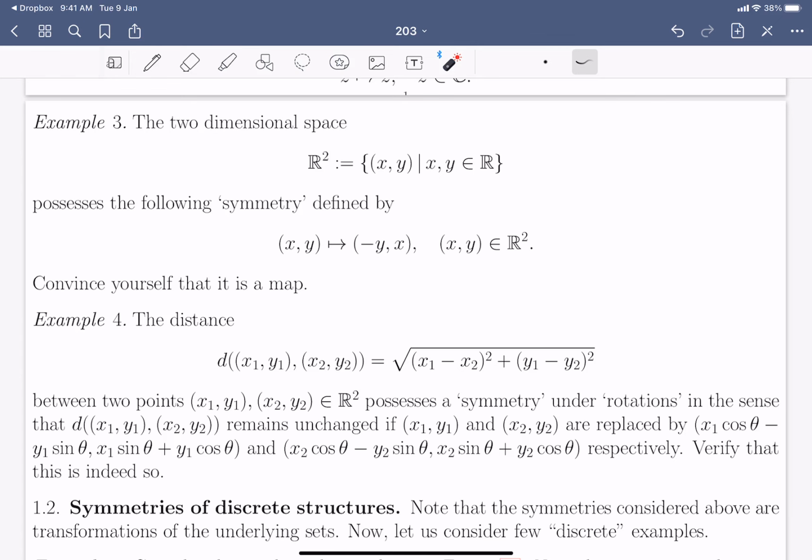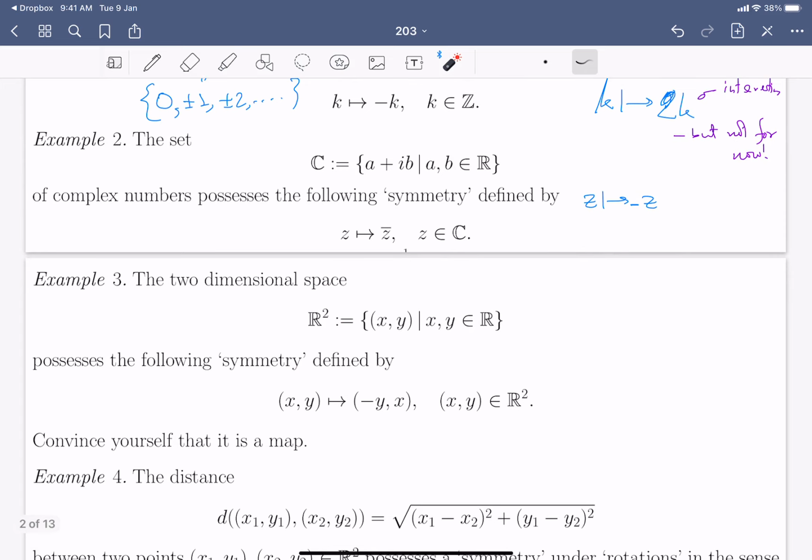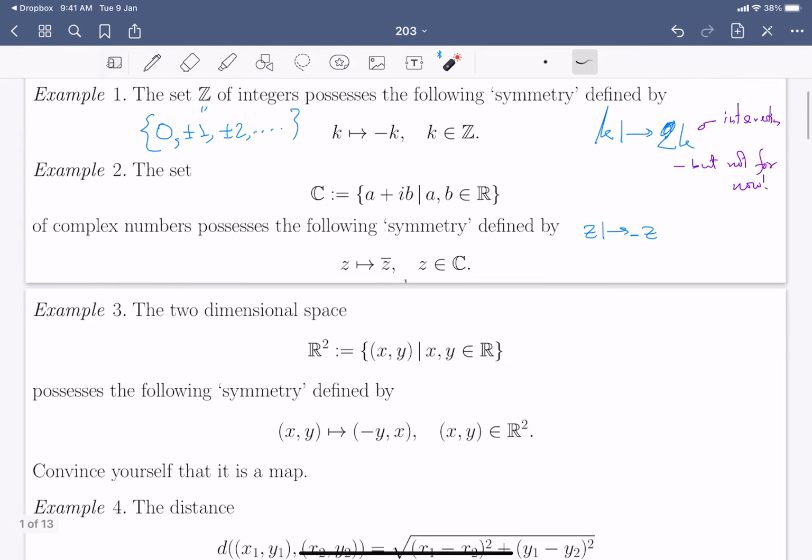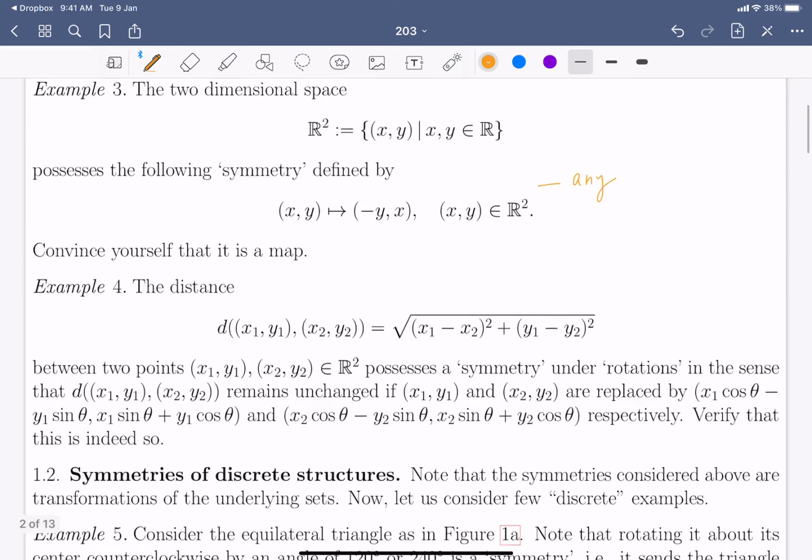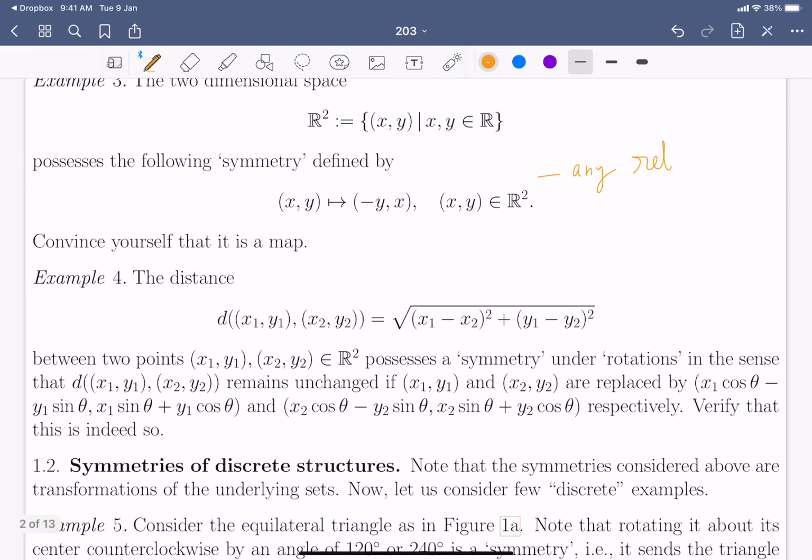Since R2 possesses, again, one of the obvious symmetries, maybe you swap the elements, or instead of swapping you can also put a -1. Now you can try to convince yourself that this is indeed a map. And you can try to see whether this symmetry or this map has something to do with rotations. So you can ask, is there any relation to rotation, rotations, or maybe just a single rotation.